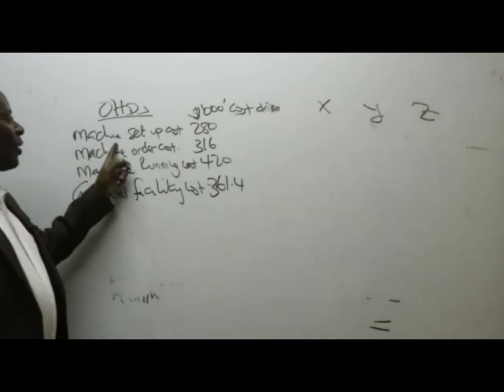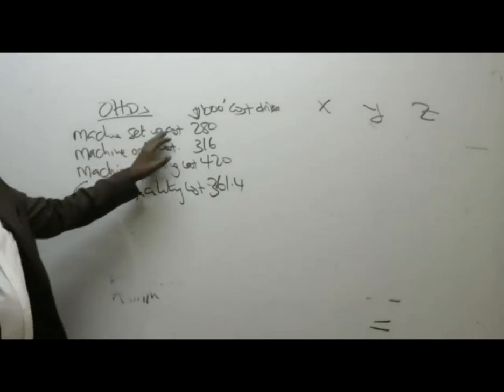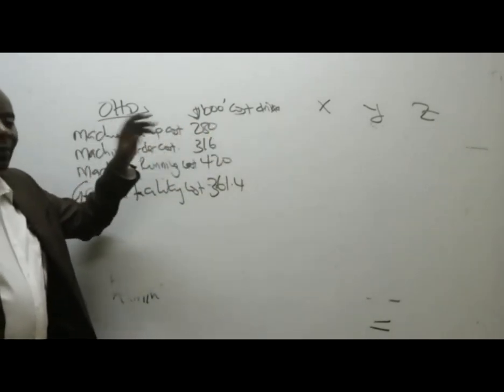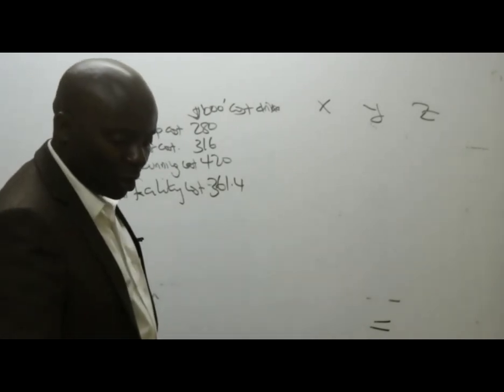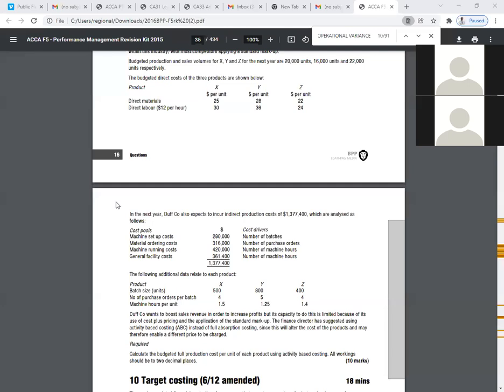So what is the cost driver of machine setup? If I hadn't been told, I would have said number of setups. But here they have told you the cost driver. Amesema cost driver is number of batches. So is there anybody who is able to see number of batches anywhere? Number of batches.